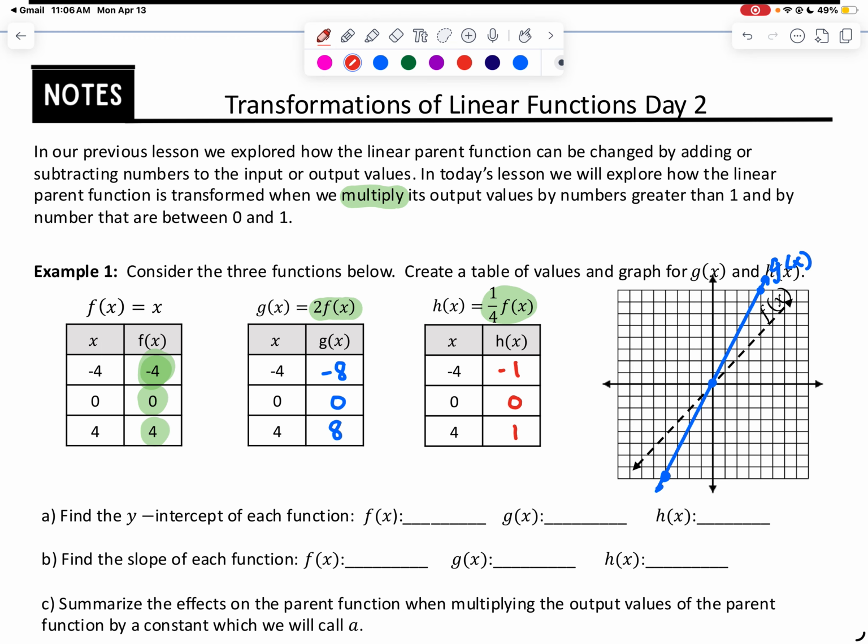So I'm going to plot h of x in red. So -4, 1, 2, 3, 4, -1 would be right here. 0, 0 would still have the same y-intercept, and 4, 1. 1, 2, 3, 4 over 1. So this function looks something like this. So here is h of x.